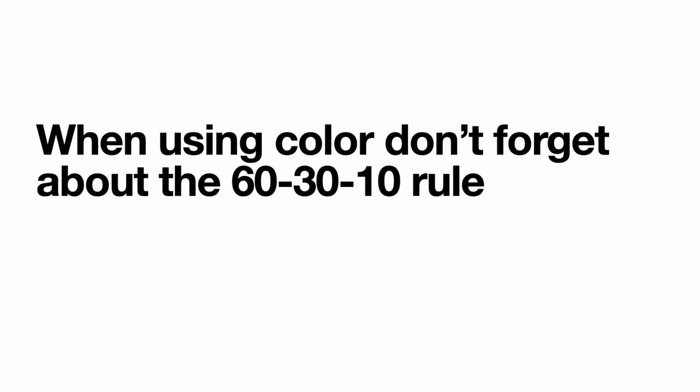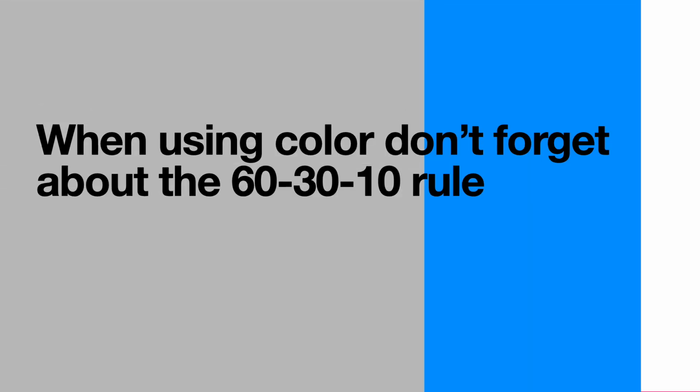Lastly, remember from a rule of thumb point of view, that 60-30-10 rule that we talked about previously, where we're making about 60% of the color be one color, another 30% another color, and then the last 10% your highlight or accent color. That's a good way to keep things together.